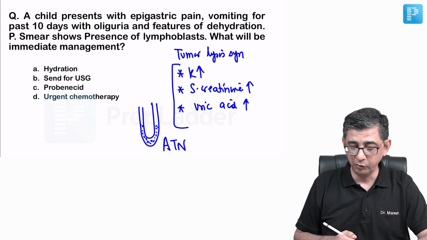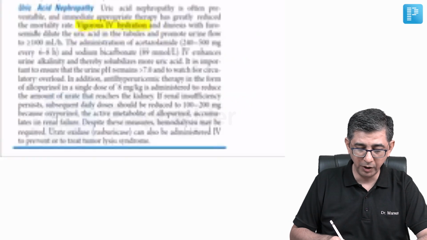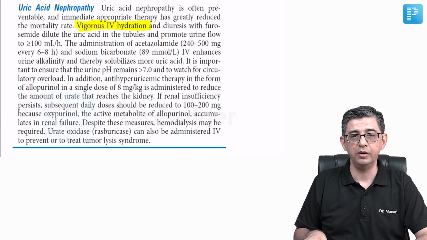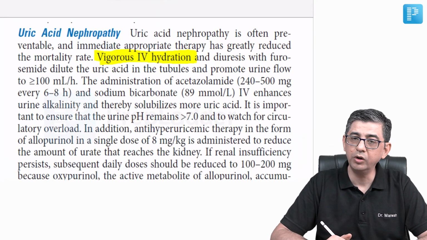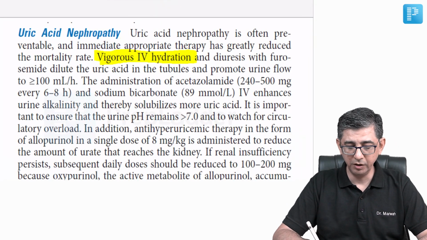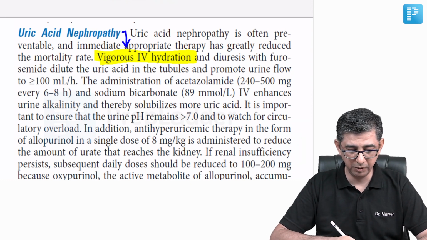And therefore, I would prefer to straight away go in for IV fluids in this patient for the hydration component. This would be the Harrison reference here as well, and it is also discussed in the blood cancer acute leukemia segment. Uric acid nephropathy, if it occurs, vigorous IV hydration and diuresis would be the first step for management.